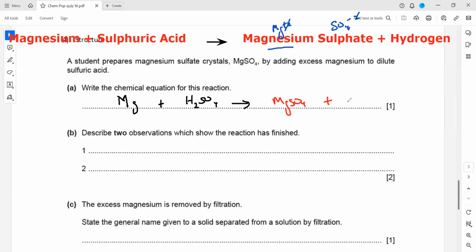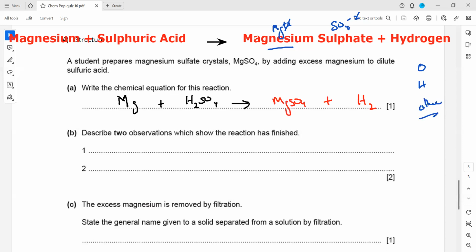Plus hydrogen. Hydrogen is a non-metal, so it will exist as a molecule, H2. After writing a symbol equation, one thing: you don't have to check whether it is balanced or not at first. First, you try to complete it with the correct symbols. The second part is balancing. You start with oxygen, followed by hydrogen, and then the other elements.